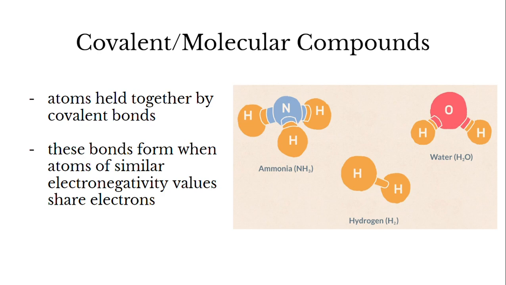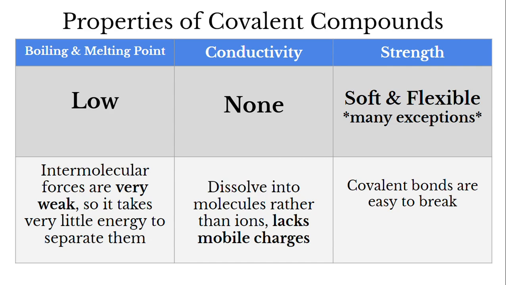Covalent or molecular compounds. These are atoms held together by covalent bonds, which are bonds that form between atoms of similar electronegativity values. They have a low boiling and melting point because the intermolecular forces between these atoms are very weak, so it takes very little energy to separate them.